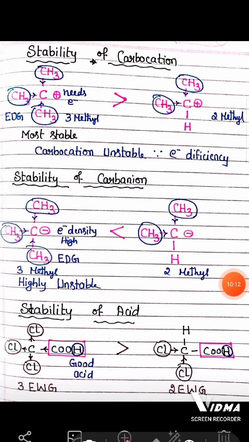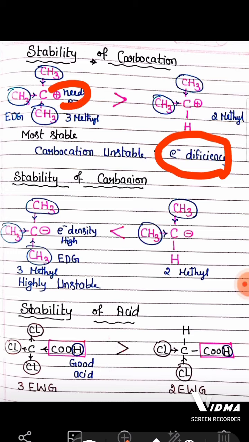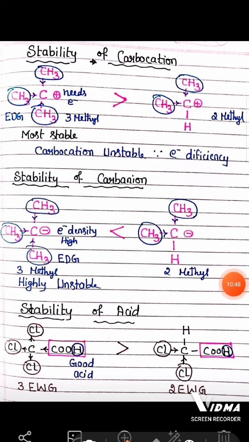Next, stability of the carbocation. Carbocation we have already learned, having positive charge on the carbon atom. Here we can find there is a positive charge on the carbon atom. Now we have to find the stability. Now children, you need to remember that carbocation is unstable. Whether this is a tertiary carbocation or a secondary carbocation, both are unstable. Why are they unstable? Because of electron deficiency. They are deficient in electrons, that's why they got positive charge. And to become stable, they need electrons.